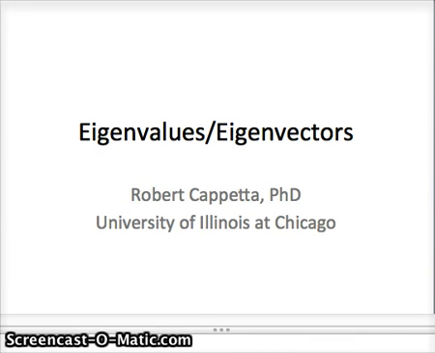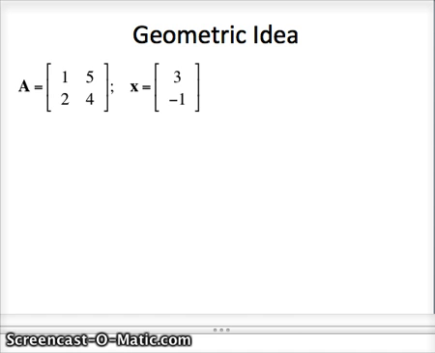This is Bob Capetta from the University of Illinois at Chicago, and this lesson is on eigenvalues and eigenvectors. First, let's look at the geometric notion. So we start with the matrix A, 1, 5, 2, 4, and we start with a vector x, 3, negative 1. Now we can actually graph that vector x over 3, down 1, and we can also multiply this matrix and this vector. And those are the sorts of things we're going to do.